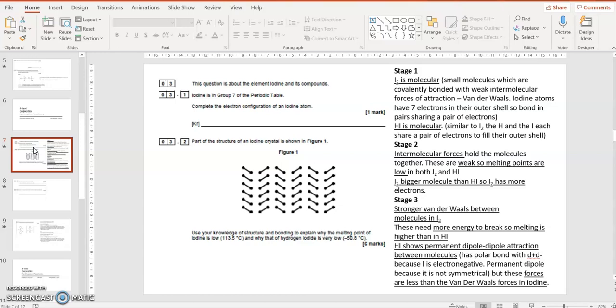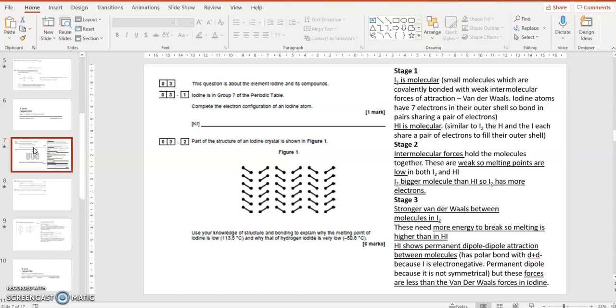Hydrogen iodide does the same. Hydrogen wants to gain an electron, iodine wants to gain an electron. They're also going to pair up in a small molecule. They're going to share a pair of electrons to form a covalent bond. That is also molecular, a small molecule.